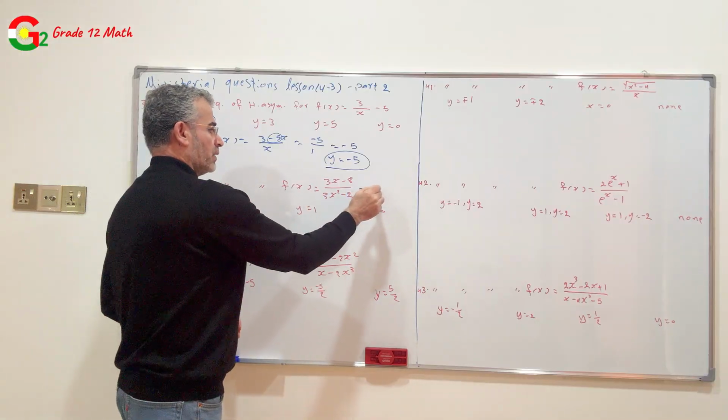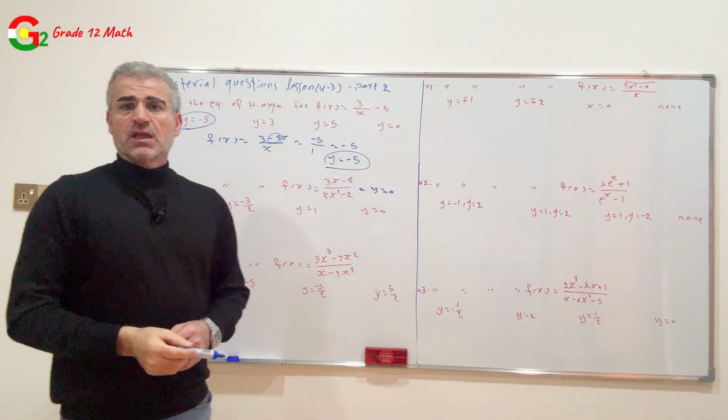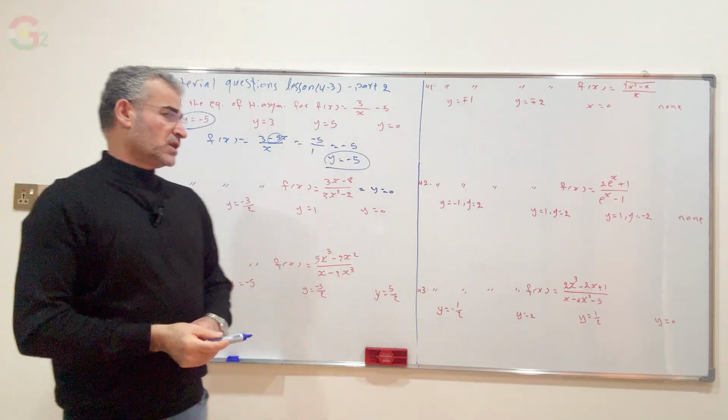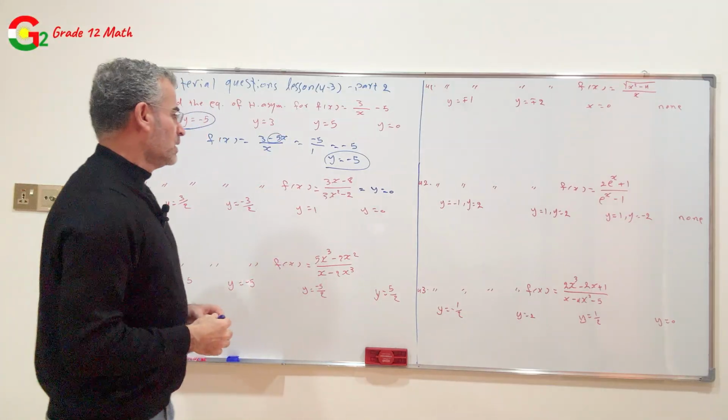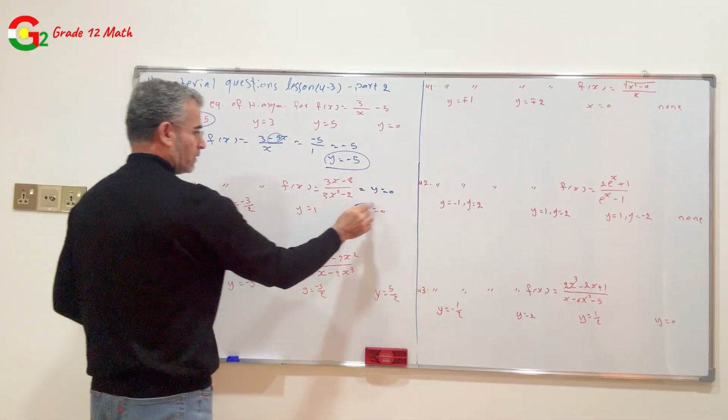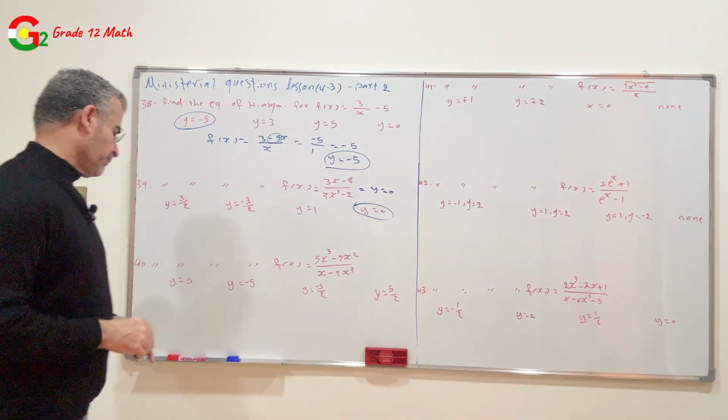Therefore, y equals 0 is the horizontal asymptote for this function, since the limit when x approaches negative or positive infinity is 0. Therefore, the right choice is D.